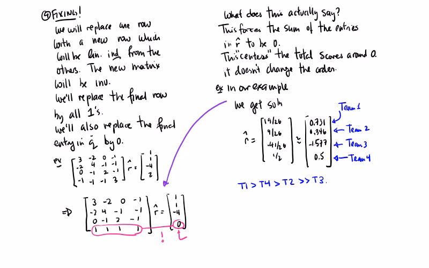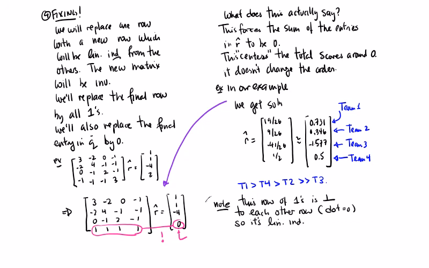Now, one last thing that I should have made clear when I said about adding these ones in. This new row that we've added is linearly independent from the other rows because when you dot product it with the other rows, we always get 0. So this row of 1s is perpendicular to each other row because the dot product is 0. So it's linearly independent. And it's sort of a side note. It's an important side note, but it's a side note.